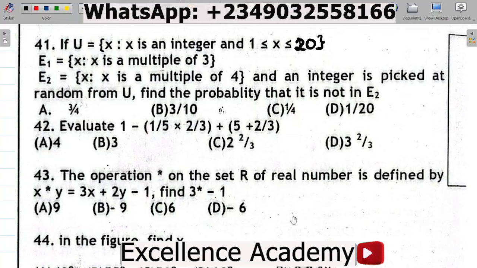In this video, we'll be looking at the 2022 JAMB Mathematics examination questions 41 to 50.